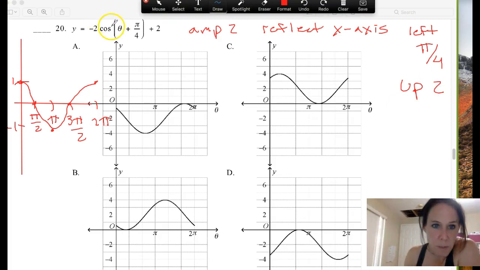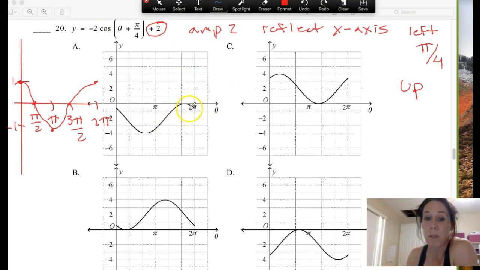Now, there's no number here, and that tells us our period, or the number of cycles in 2 pi. Since nothing's there, that number is 1, which means I just go to 2 pi, okay? And then this tells me my midline. Since my midline is normally y equals 0, this shifts me up 2. So my midline is y equals 2.